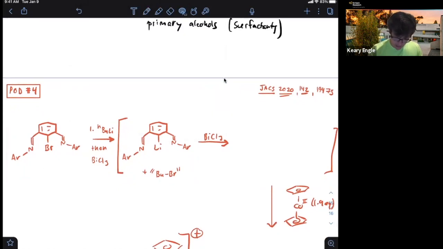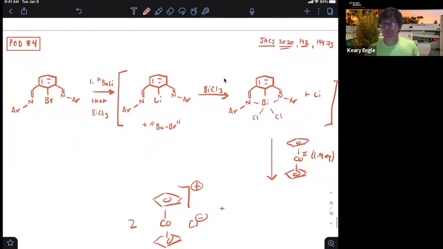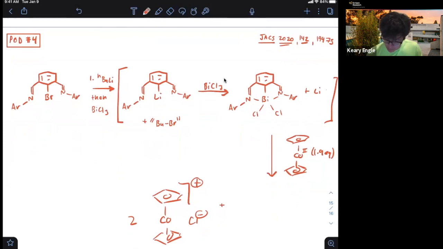Then in the next step now, following lithium halogen exchange, we react with bismuth trichloride. And that will trigger a transmetallation. We will replace the carbon lithium bond with the carbon bismuth bond, and generate as a byproduct lithium chloride.